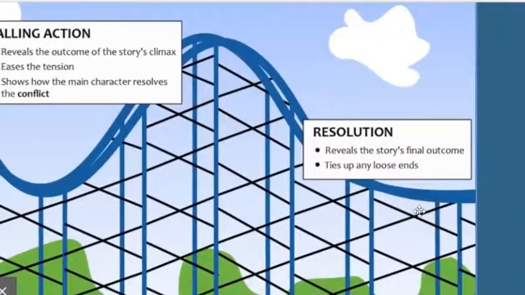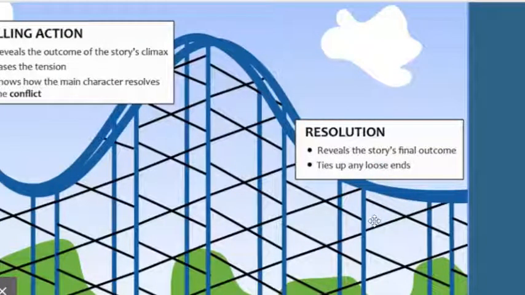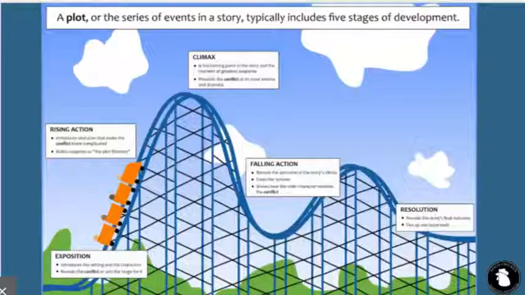It reveals the story's final outcome and ties up any loose ends. So this is when you and your friends get off the roller coaster and you realize you had a really fun time and you're ready to get in line and do it again. So that's a quick summary of the five stages of plot. Going back, looking at our plot diagram again and how it's set up.